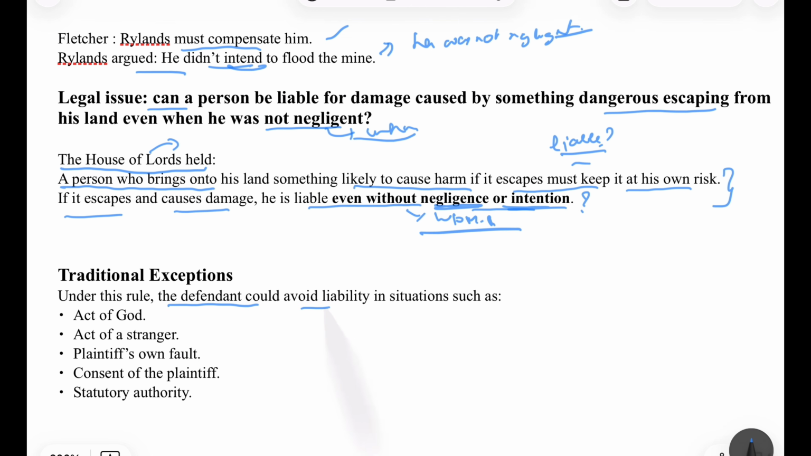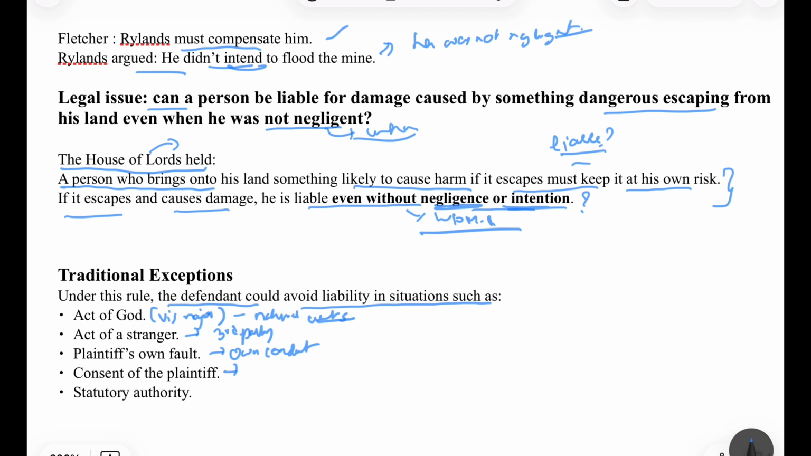Under this rule, the defendant could avoid liability in situations such as act of God, which is also known as vis major. It is an event entirely caused by natural events such as earthquakes or cyclones. Act of a stranger: if the escape is caused by a third independent party over whom the defendant has no control. Plaintiff's own fault: the plaintiff's own conduct, he only opened the shaft like that.